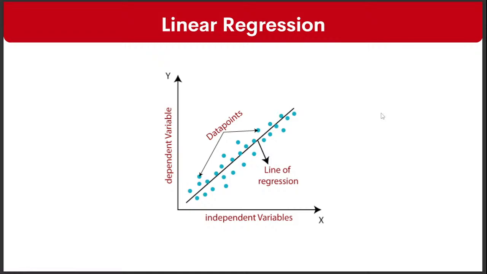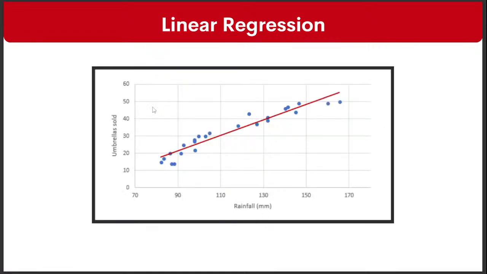We'll understand further. I'll go with a simple example. Understand this: we are going to make a machine learning problem where we predict the umbrellas sold based on the rainfall in millimeters. For example, I have a data set where, when the rainfall is 85 millimeters, the umbrellas sold is 15. Then at 86, the umbrellas sold is 16. Like that, I am plotting all my values from my data set.